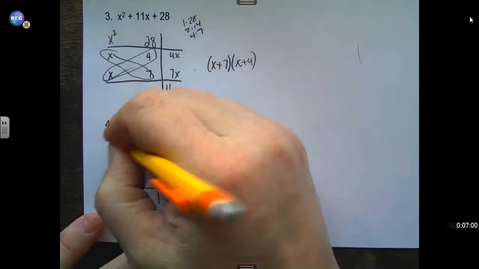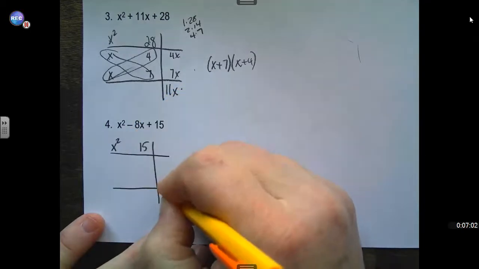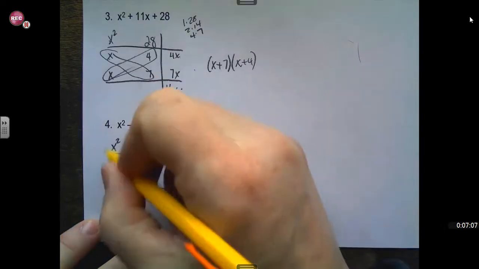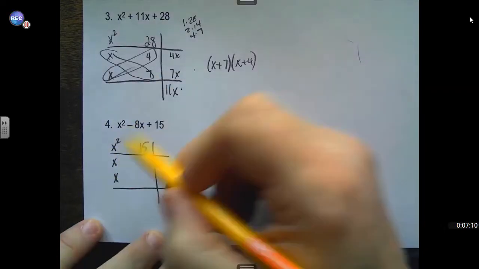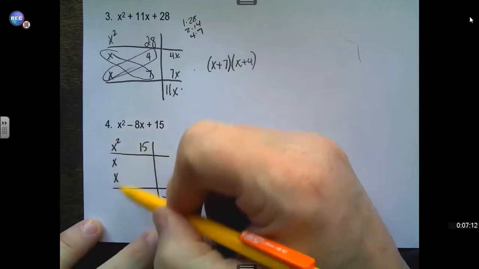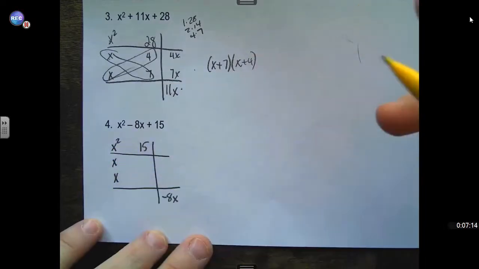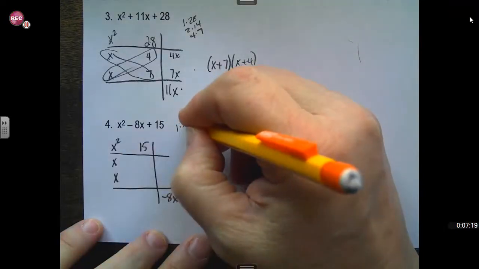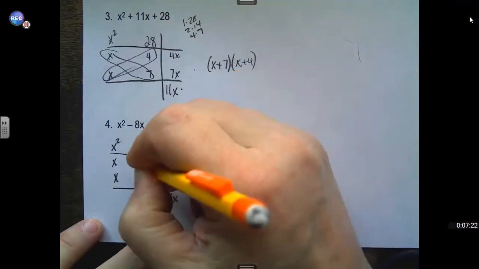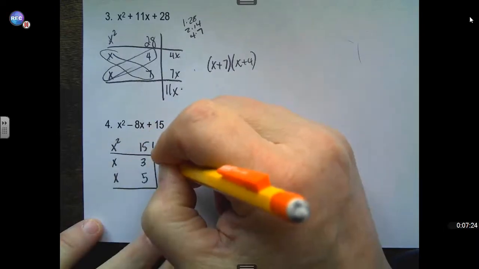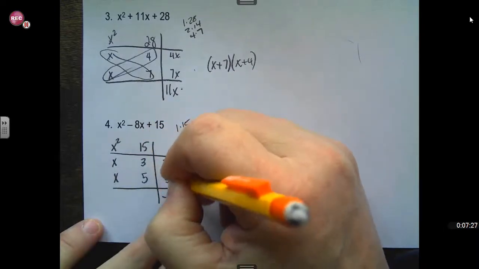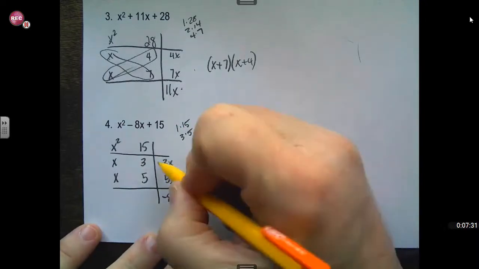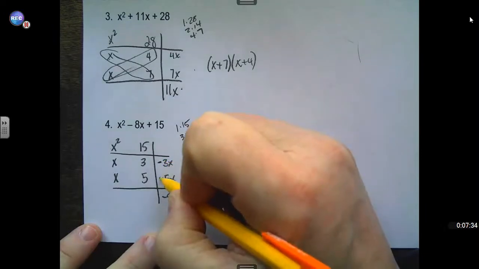X squared, 15, make sure the sign comes with that. X squared, x times x. Eventually we'll put a number in front of here, and that'll be different. That'll change the number of permutations that could be possible to make this work. 15 is 1 times 15 and 3 times 5. So obviously it would be 3 times 5, and we multiply across, and that does not work. But it would work if the 3 and the 5 were both negatives.